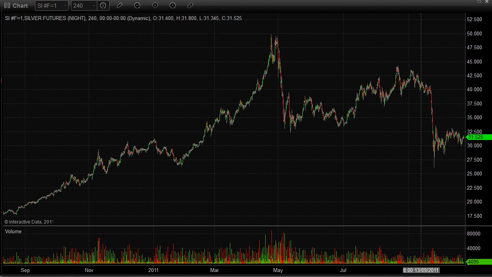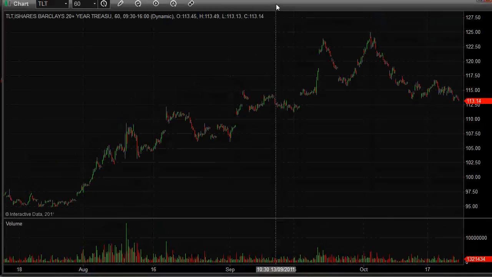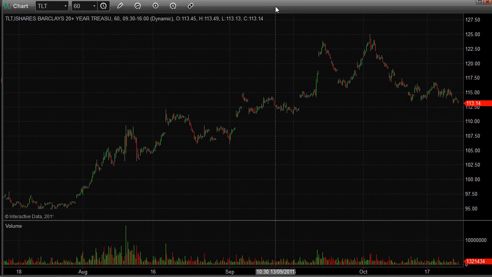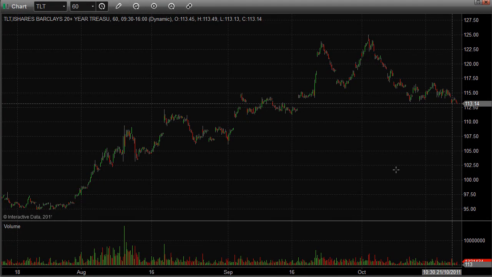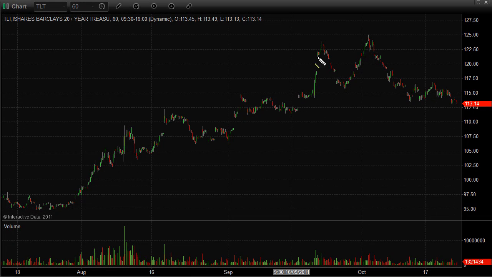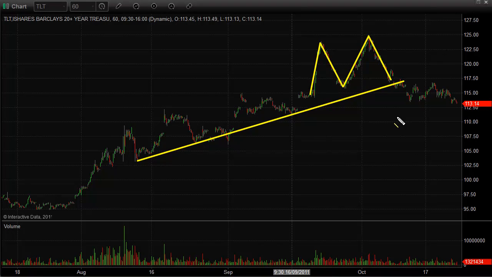Now moving to bonds, here's the TLT ETF. Bonds started to slide last week, and they continue to head lower. I've been bearish on bonds for a while, trying to wait for a top to form. More or less, we had a nice spike high, we had another high, and then it pulled back. We did have a pretty good support trend line through here.